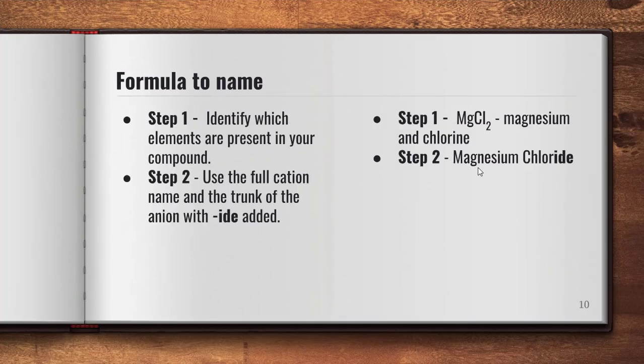For the next set of problems, we're going to go from formula to name. So we're going to go in kind of the opposite direction. A little bit easier here, I think. Identify which elements are present in your compound. Pretty straightforward. Use the full cation name with the trunk of the anion and ide added. So the very first part, we just call it whatever element it is. Whatever the anion is, we take the trunk of the name and add ide: chloride, iodide, bromide, nitride, sulfide, etc. Okay? Let's try some practice problems together.